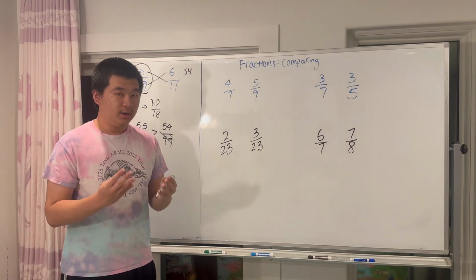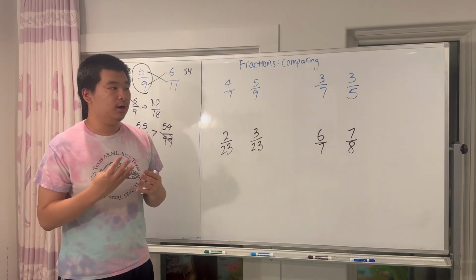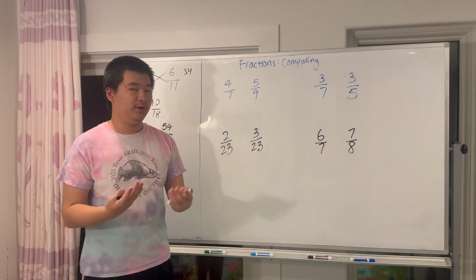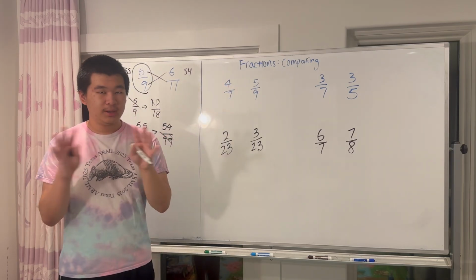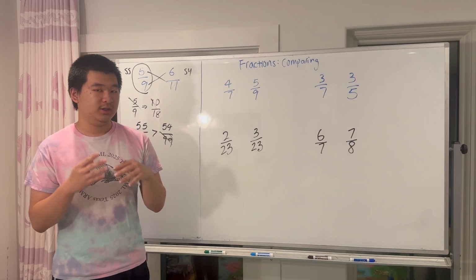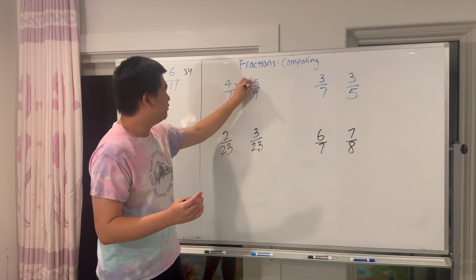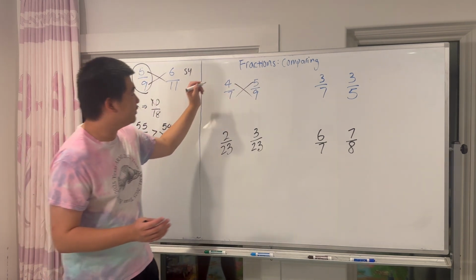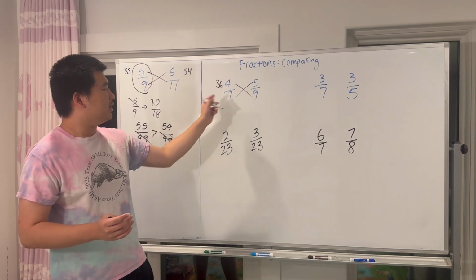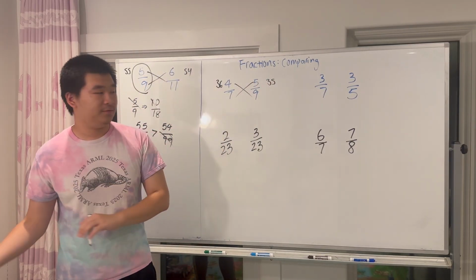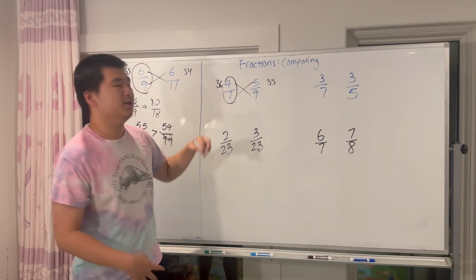Again, we could do the entire process of transforming this into a denominator 63, this into denominator 63, but we can kind of skip a little bit of that. Still the same process, but skip writing some numbers down, and just do this. What's 4 times 9? It's 36. What's 5 times 7? It's 35. And so which one is bigger? 36 is bigger than 35, so 4 over 7 is bigger.